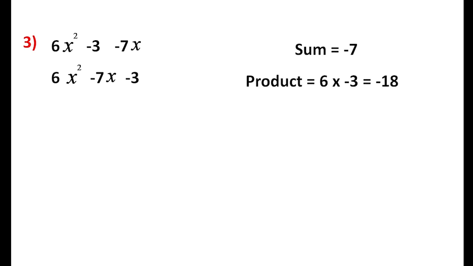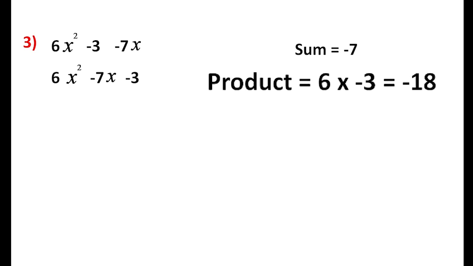So the sum is minus 7 and the product is A into C. A is 6 and C is minus 3, with the sign we have to take. So 6 into minus 3 is minus 18. We have to factorize 18. We know that the factors are 1 and 18 as the first pair, 2 and 9 as the second pair, and 3 and 6 as the third pair.